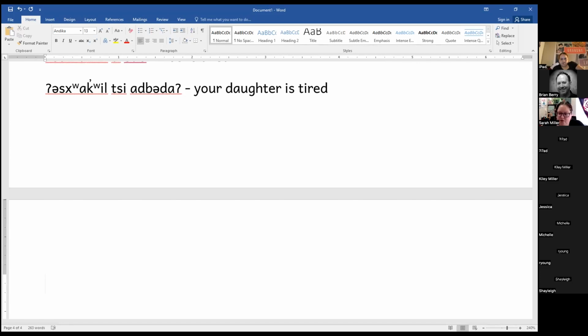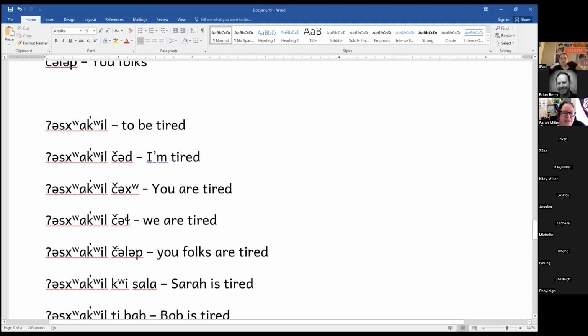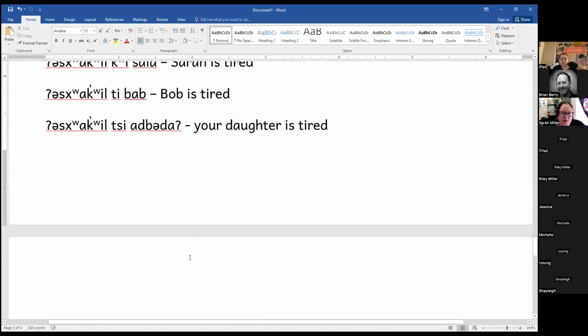Let's go on to a different word. Oh, and by the way, I forgot to mention this. These cho words, as you'll notice, they always come second in the sentence, unless there is none. And then you just go to the named person or whatever. But if you're saying I'm tired, that cho word has to be second. If you're saying you're tired, that chuff has to be second, and so on. So keep that in mind.